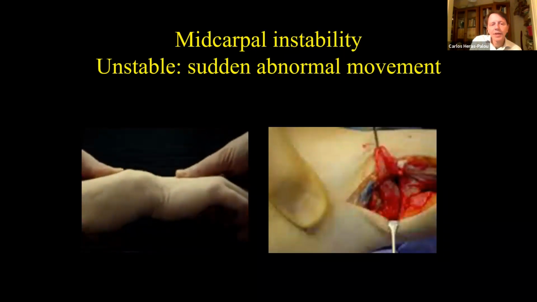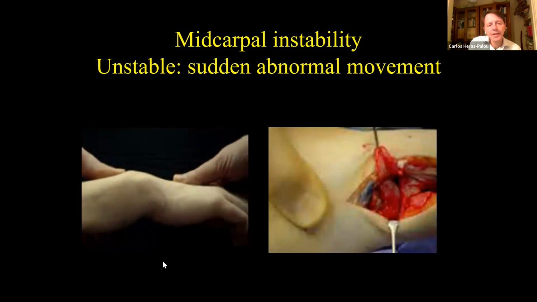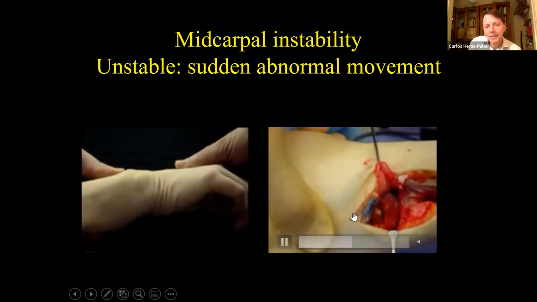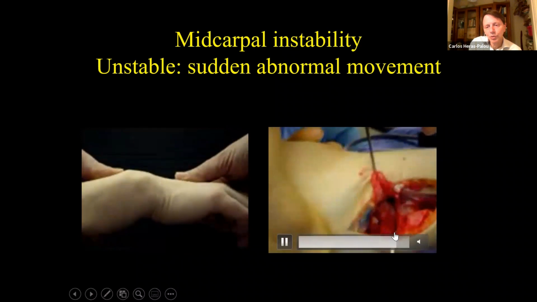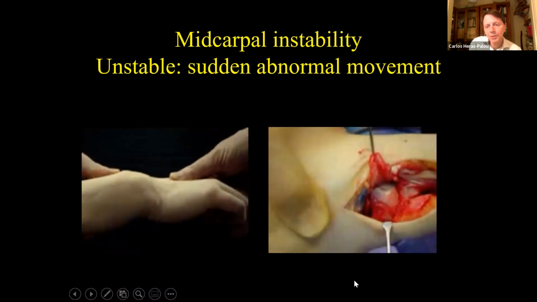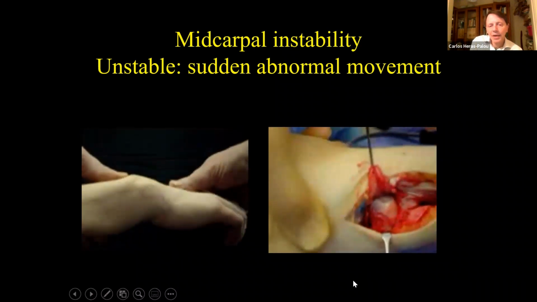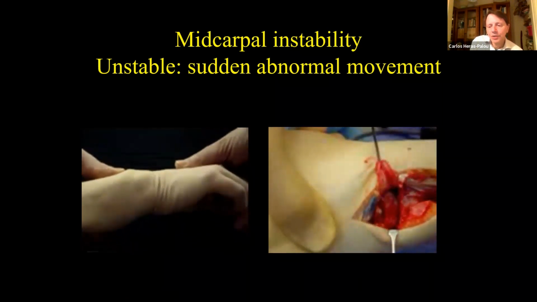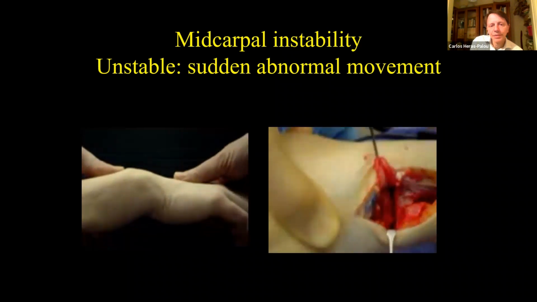And you can do it yourself passively, instead of the patient doing it actively. And that's a patient that's had surgery, to show that the whole proximal row jumps as you do that, and it doesn't dissociate. So it's a non-dissociative instability.